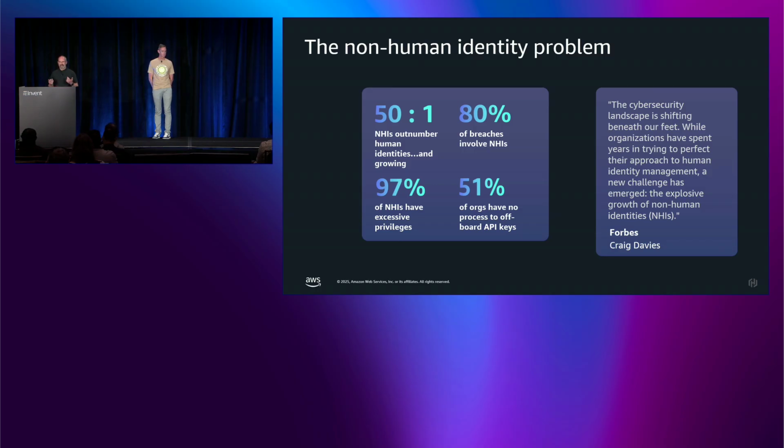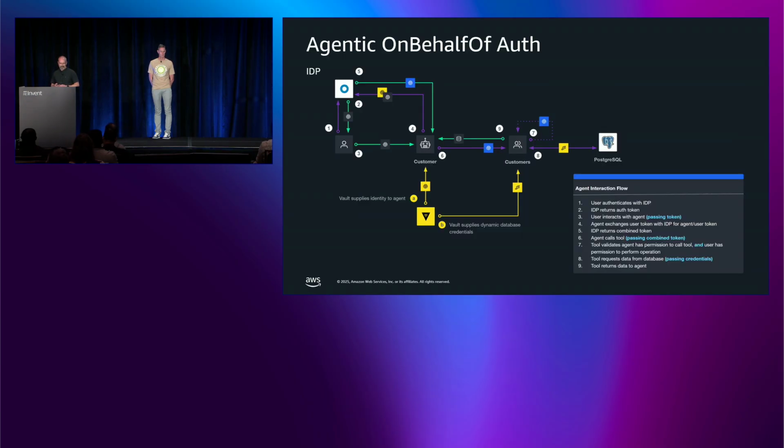So NHIs, I think I mentioned that, outnumber humans 50 to 1. 80% of breaches involve them. 97%, this is really bad, of NHIs have excessive privileges. We've got to solve the privilege problem. Most organizations don't even have a process to offboard API keys when they get abandoned and are sitting around for a long time. So with that, Nick is actually going to talk a little bit about authentication and authorization.